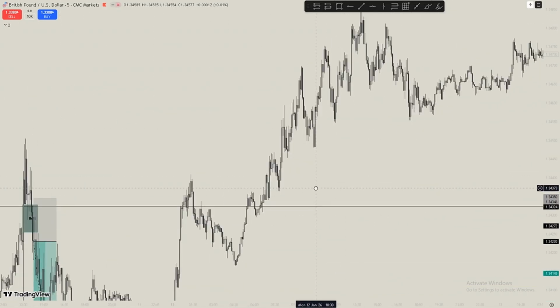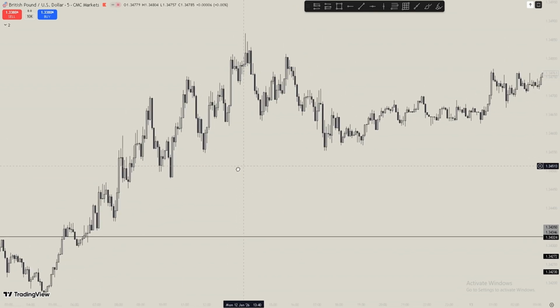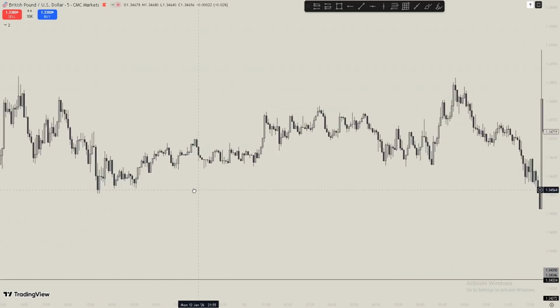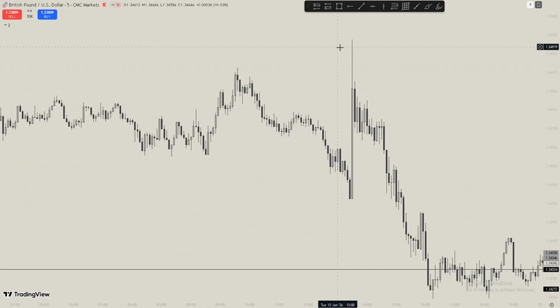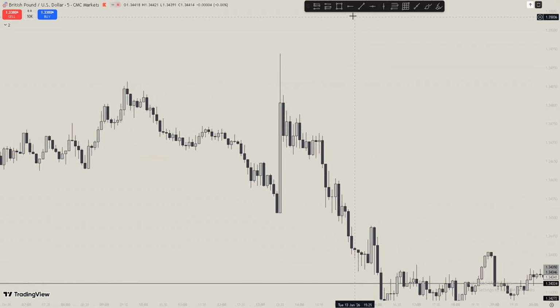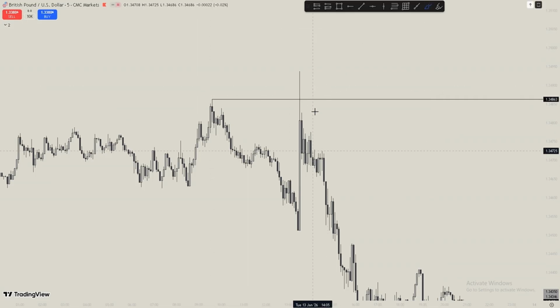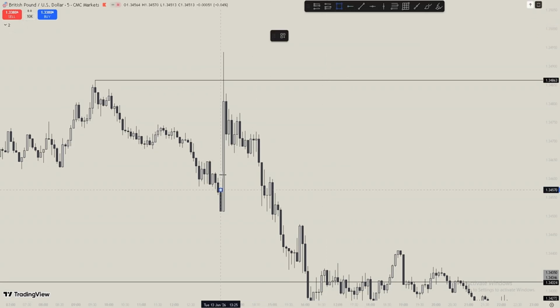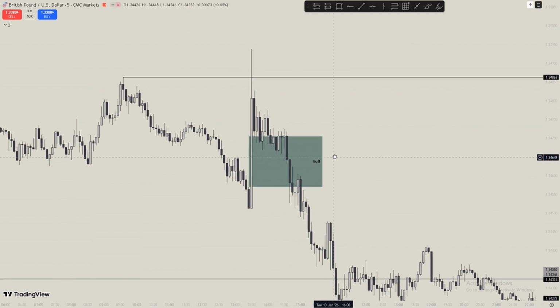So let me show you another example of an inverse fair value gap, where we could see it probably. Okay, we can just look at this big candle. It swept liquidity, so many people's stop losses were stopped out. And what we are looking for is this big bullish fair value gap that was formed, maybe after news. That's why it's so big.